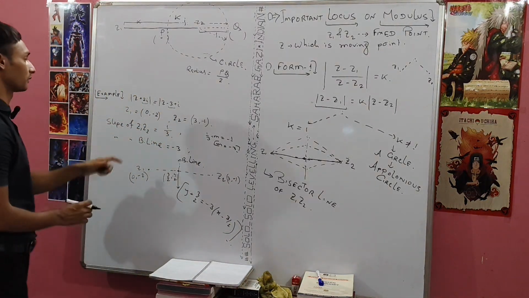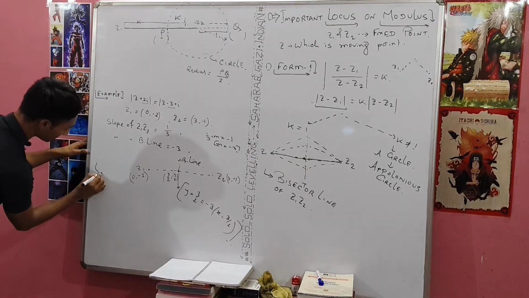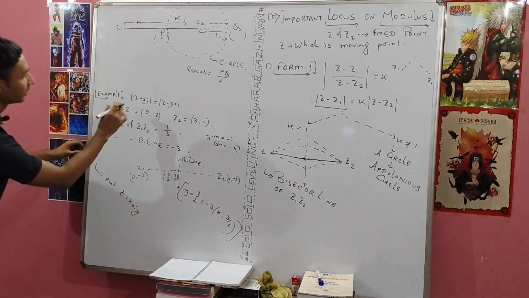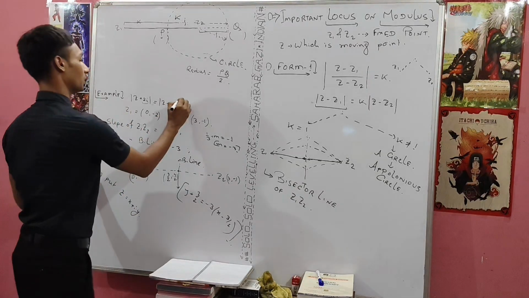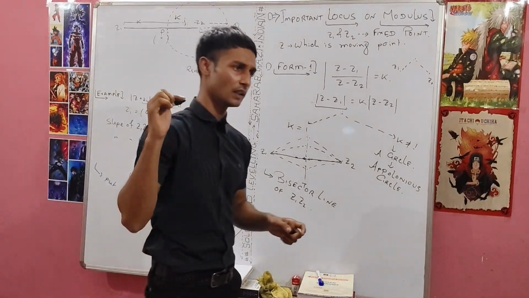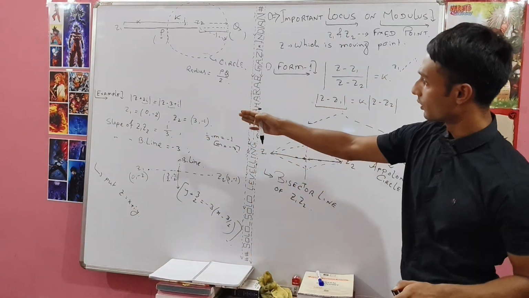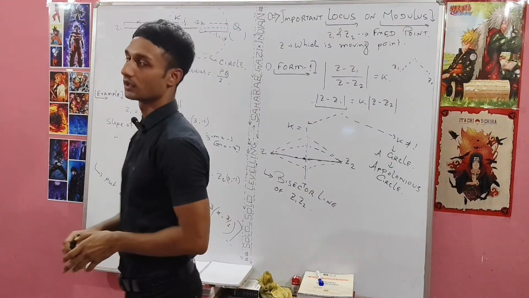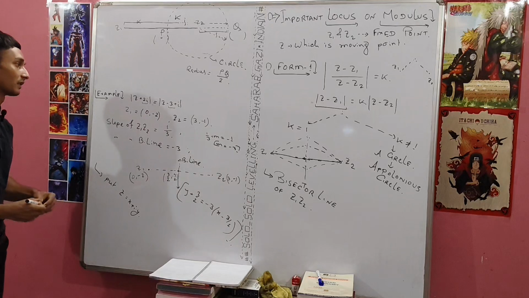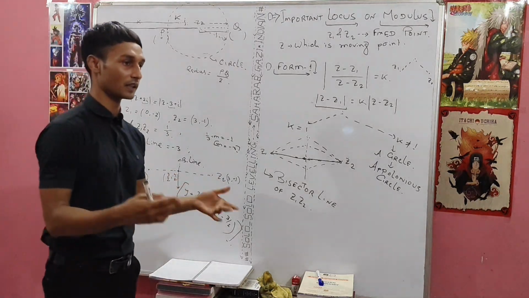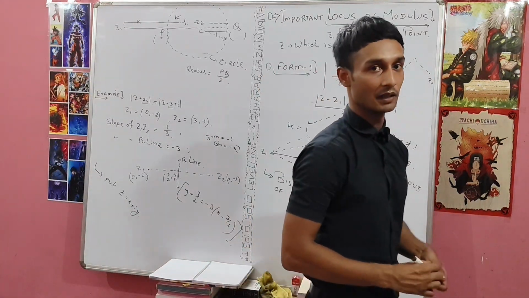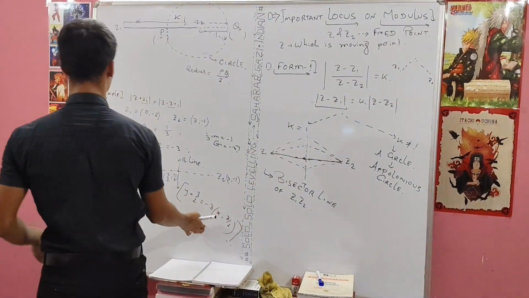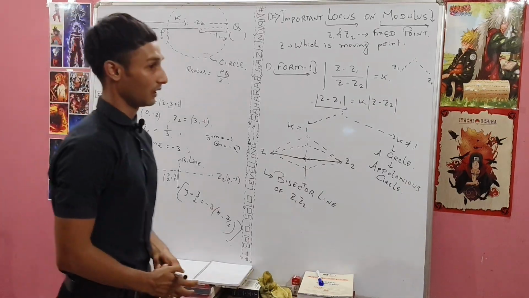Now one more way of solving this: simply put z is equal to x plus iy on both sides. Then you will find the real part of the left portion plus i into the imaginary part of the left portion. In the same way, the right side also. Now simply use the modulus, root over x square plus y square, that is real part square plus imaginary part square, and simply calculate. You will find the same answer. Okay?